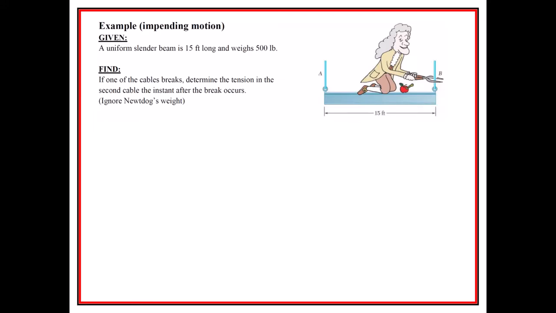Okay, here's example 2 from class 20 for rigid body, Newton's second law. A uniform beam is 15 feet long and weighs 500 pounds. If one of the cables breaks, determine the tension in the second cable the instant after the break occurs. Ignore the dog's weight. This is a very common type of problem in the very beginning of rigid body acceleration.